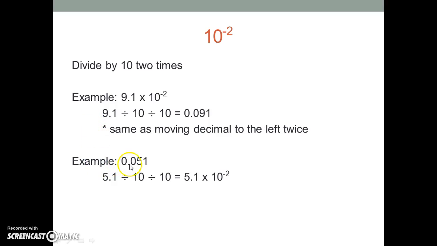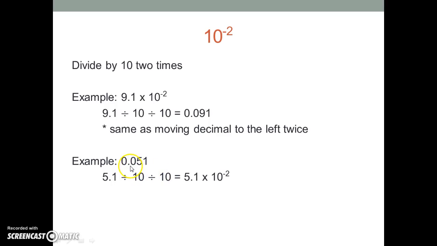Now let's say I start in standard form. I start with 0.051. I know that my decimal needs to be right after the 5 to be in scientific notation. But if I change it to be right after the 5, now it reads 5.1. That's a lot larger than what I had started with. So I take the 5.1 and divide it by 10 two times.